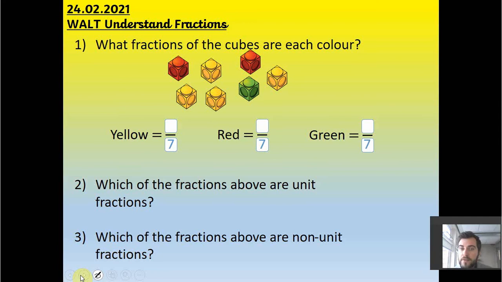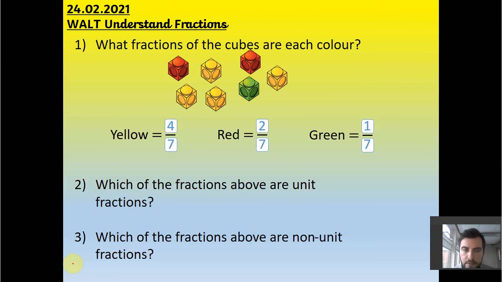So we put our denominators in, it's all out of 7. How many yellow? We've got 4 yellow cubes, so the fraction is 4/7 are yellow cubes. Reds, we've got 2, so it's 2/7, and just the 1 green, so 1/7 of the cubes are green. Question 2 says, which of the above fractions are unit fractions? Can you answer that question?